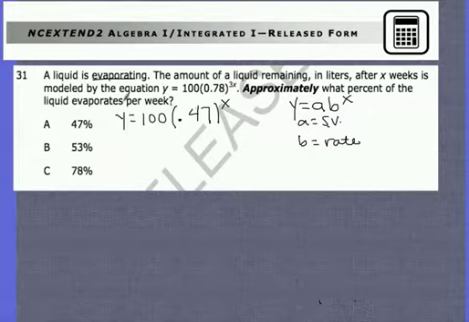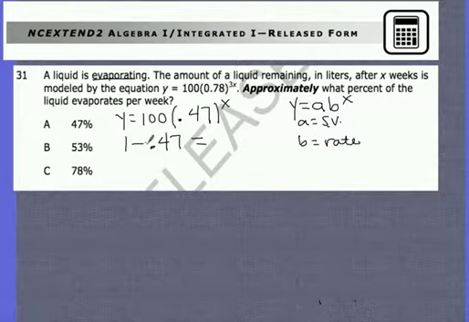All right, approximately what percent of the liquid evaporates per week? So when you look at this, you might automatically think, well, it's got to be A. But remember that whenever you are doing exponential equations like this, you always have to do something to b related to 1. So if your value for b is a number that is less than 1, then you would say 1 minus 0.47. If your number was bigger than 1, you would say that number minus 1.